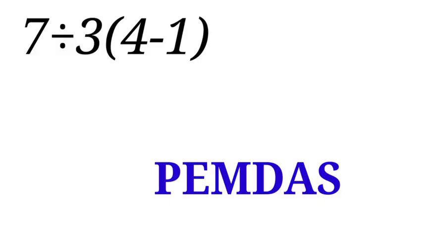M and D are in the same level of priority. So when solving any question that involves multiplication and division, you have to go from left to right, depending on the one that comes first. If multiplication comes first in a question, you have to multiply first before dividing. And if division comes first in a question, you have to divide first before multiplying.